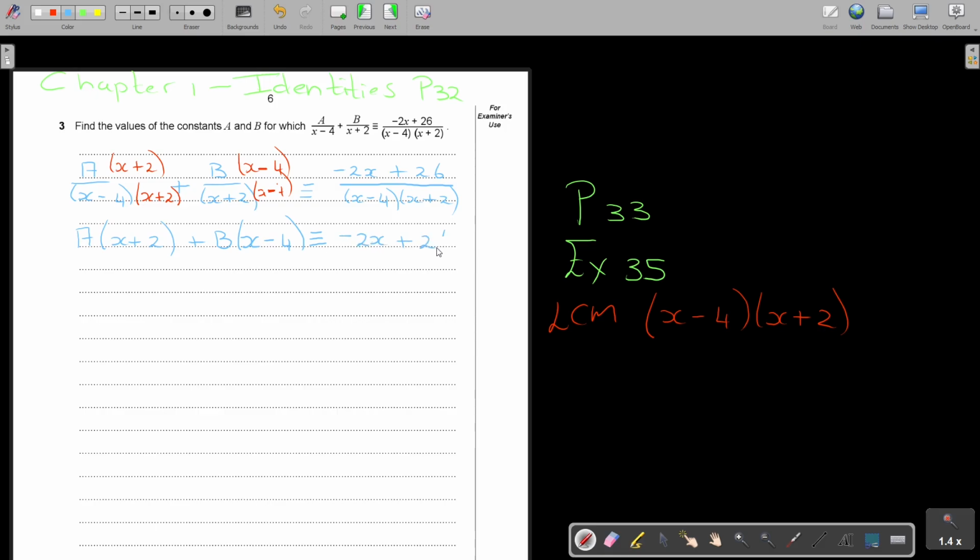You will lose marks. Okay, so now I will multiply out and I will get ax plus 2a plus bx minus 4b, and it's the identity negative 2x plus 26. Okay, so don't bring to one side. It's an identity. We will compare the left and the right. But first we must still order things a little bit on the left-hand side. So let's just get our x. Do you see that's like terms? So it will be a plus b. I take x out as a common factor.